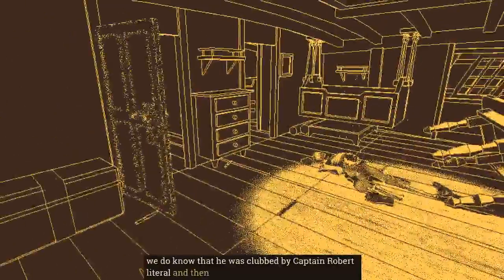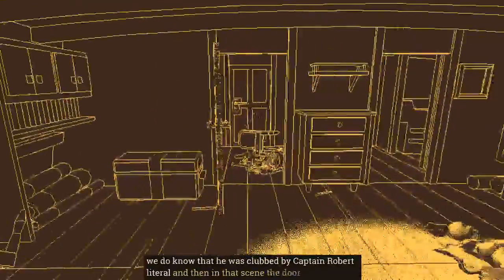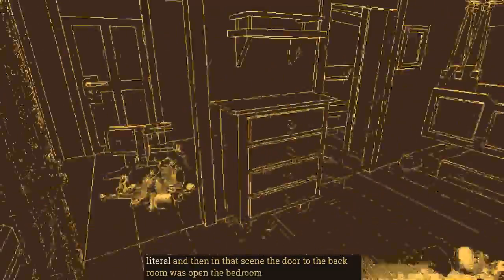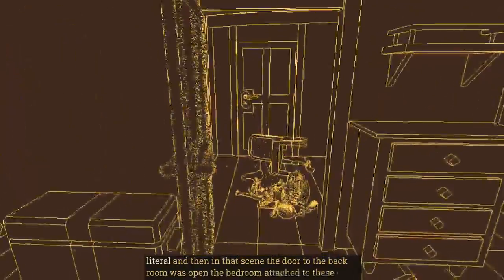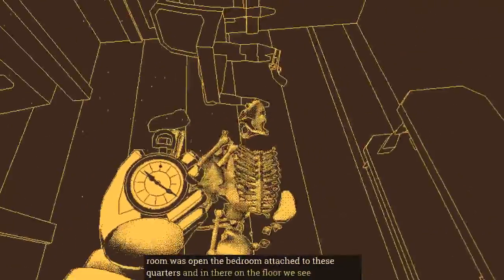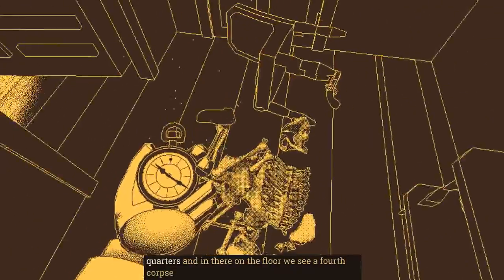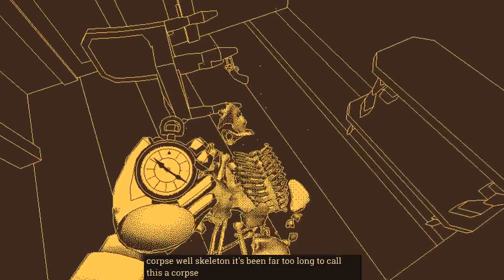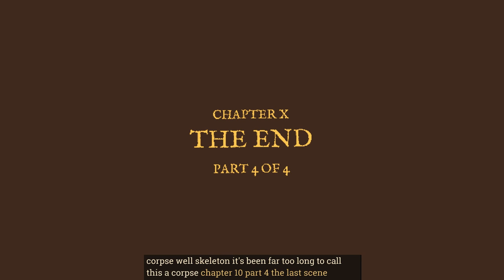And then, in that scene, the door to the back room was open, the bedroom attached to these quarters. And in there, on the floor, we see a fourth corpse. Well, skeleton. It's been far too long to call this a corpse. Chapter 10, Part 4, the last scene in the book.